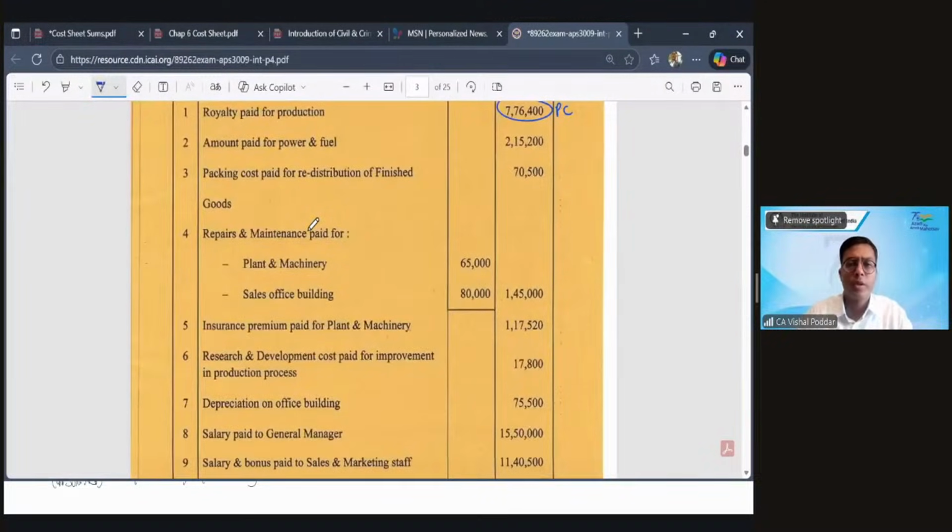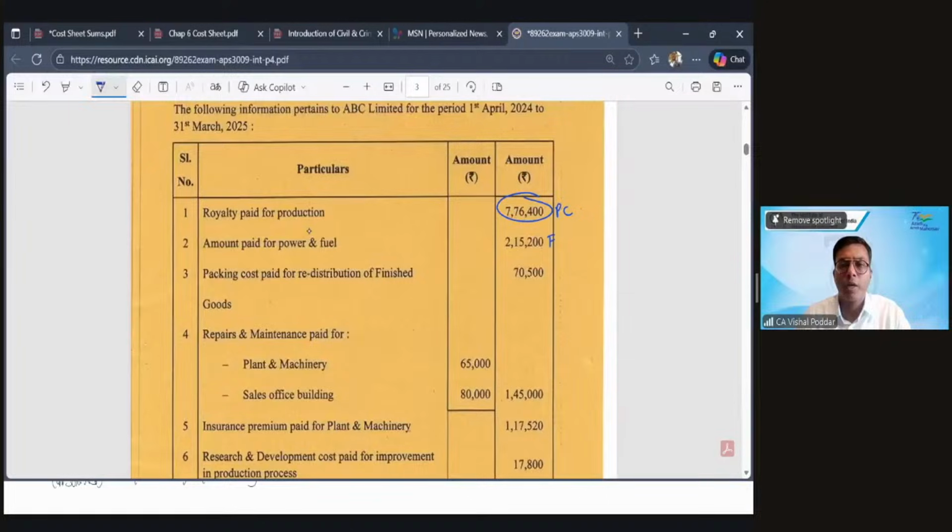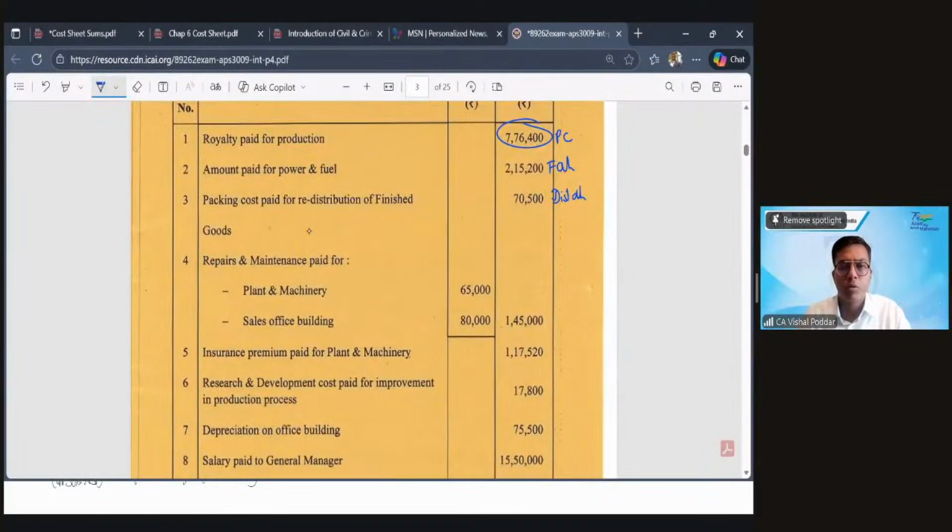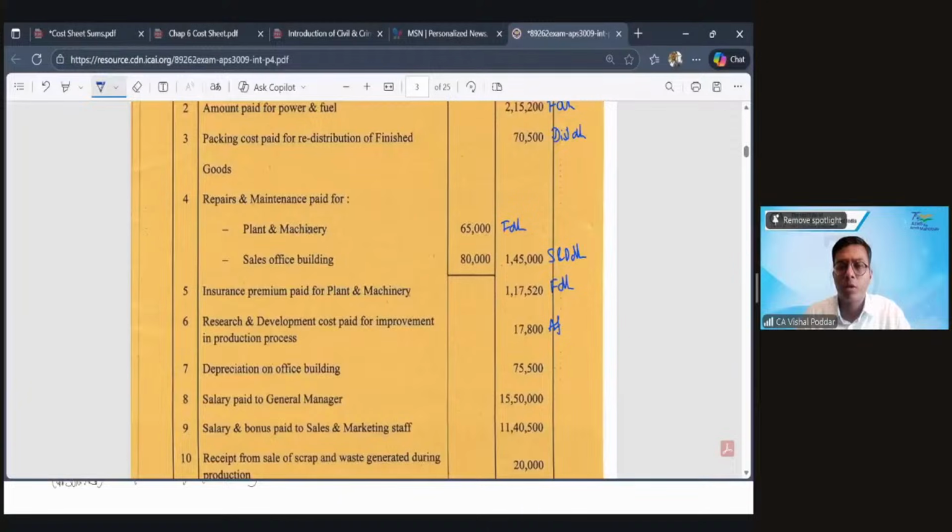Okay, chalo, I'll give you classification. So this will go to factory overheads. Packing cost will go to distribution overheads. Repairs maintenance, this will go to factory overheads. This will go to selling and distribution overheads. Correct? Yes, sir. Insurance paid for plant and machinery, again factory overheads. R&D will come after you find out factory cost. So in factory cost, you add this.